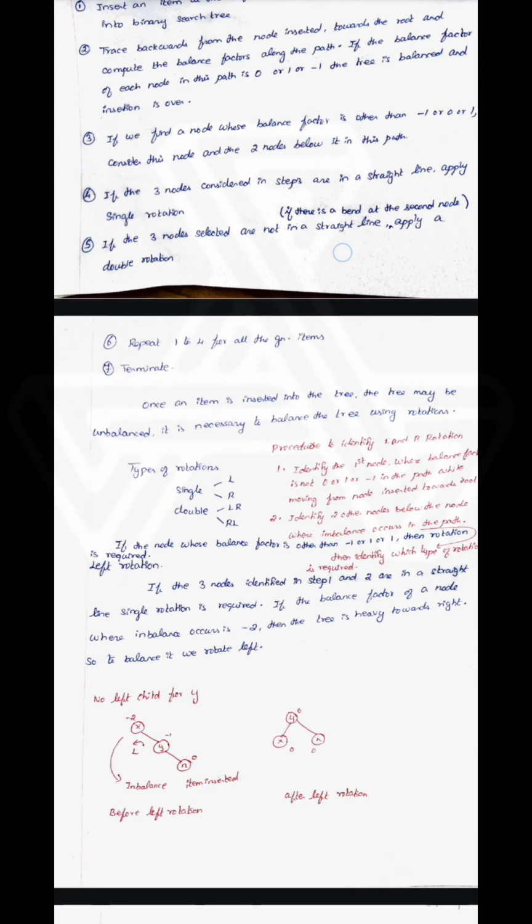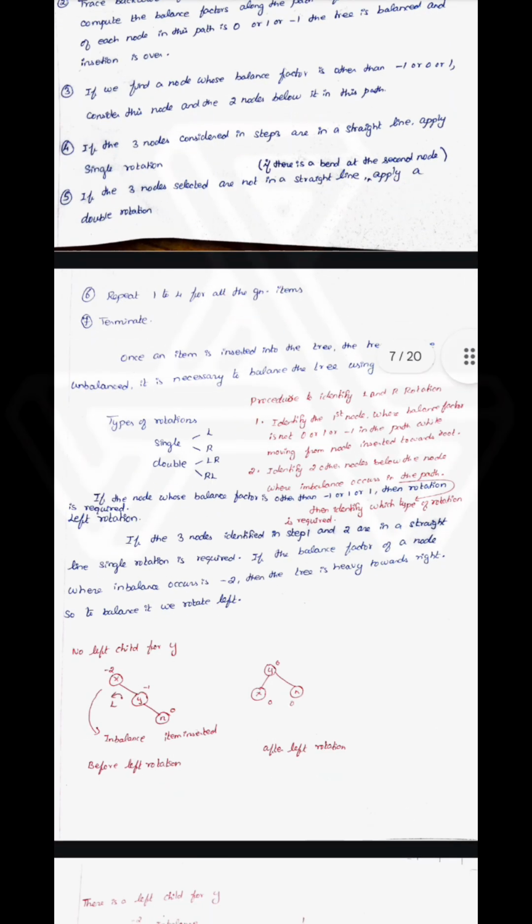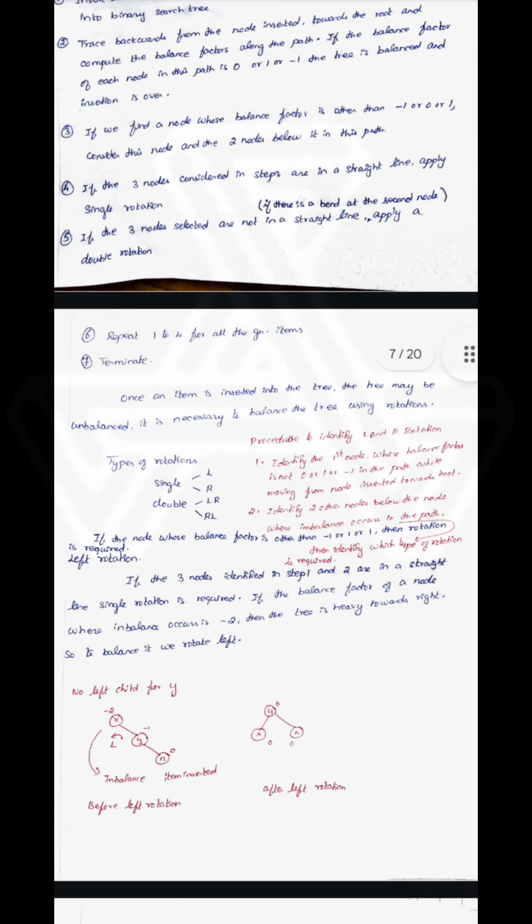If the three nodes considered in step 3 are in a straight line, apply single rotation. If the three nodes selected are not in a straight line, apply double rotation. If there is a bend at the second node, repeat steps 1 to 4 for all the items.